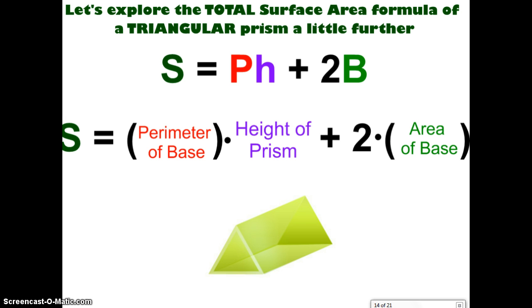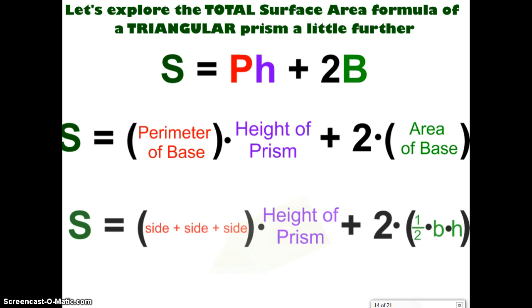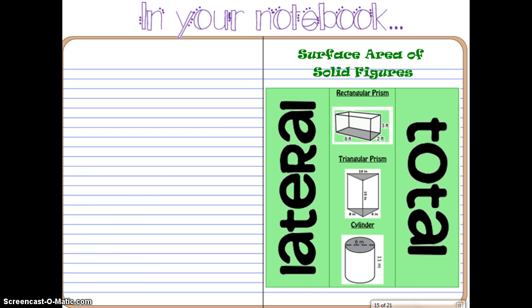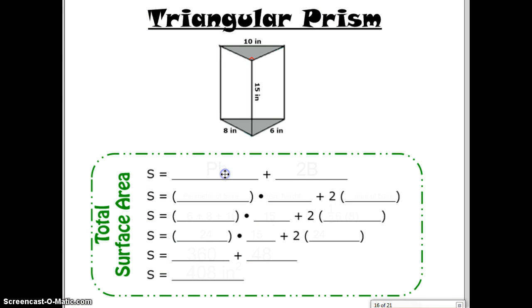Now let's go on to total surface area of a triangular prism. We still see the lateral surface area plus 2B, which is the area of two bases. When we find the area of a triangle, it's 1/2 base times height, and then we have to multiply it by 2 because there are two bases. As we go back to our foldable, we're going to fill in again each row. P is the perimeter of your base, H is the height of the prism, the capital B is the area of the base, times 2.